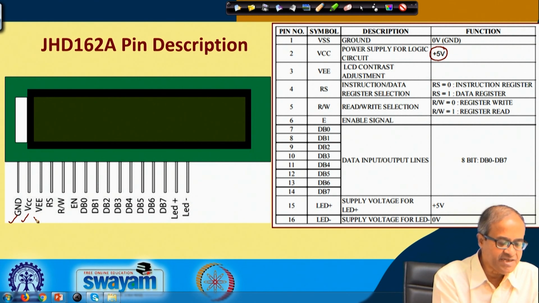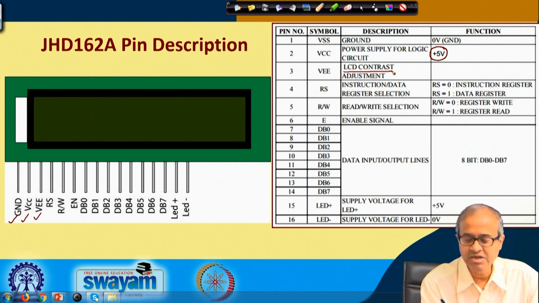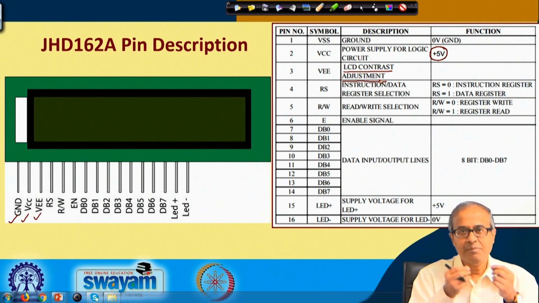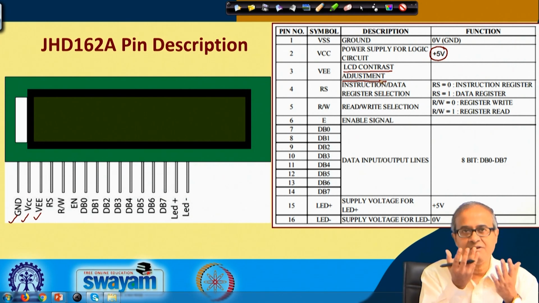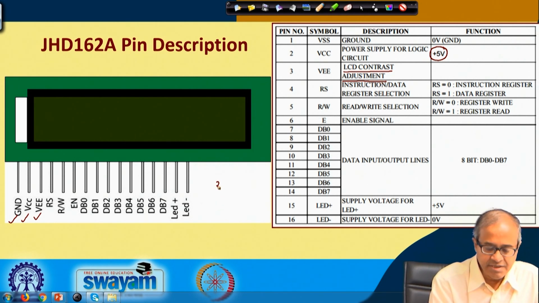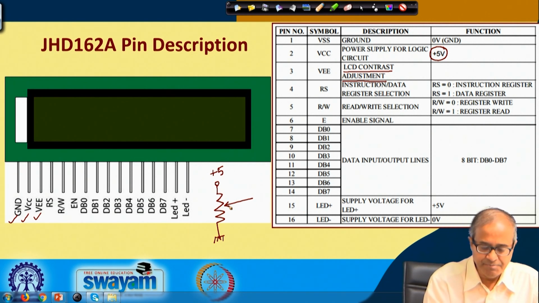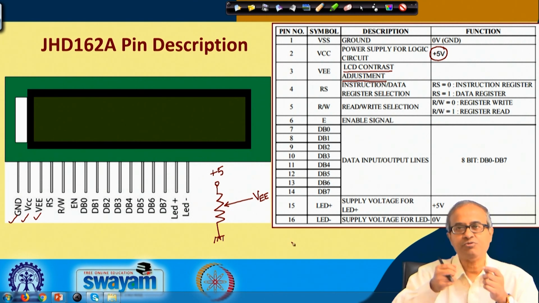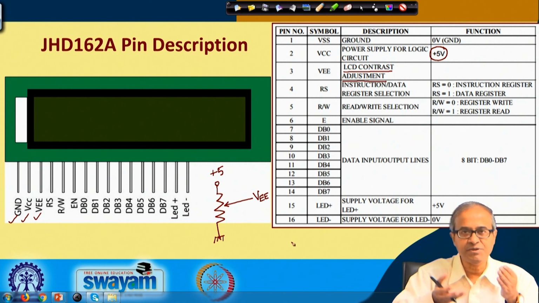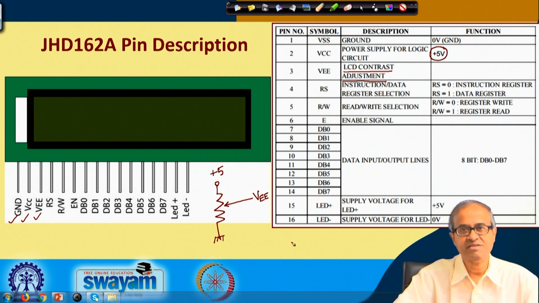The third input, this VEE, is LCD contrast adjustment. This is an input. By applying a voltage, you can adjust the contrast level of the display. So, how do you connect it? The way you connect is like this. You use a variable resistance called a potentiometer. On one side you connect 5 volts, on the other side you connect ground. This tapping point can be changed either by rotating a knob or by rotating a screw, and the middle point, the tap point, you connect to VEE. So, by suitably adjusting the potentiometer, you can apply any voltage between 0 and 5 volts to VEE, and depending on your viewing angle, you can adjust the contrast accordingly. Okay.